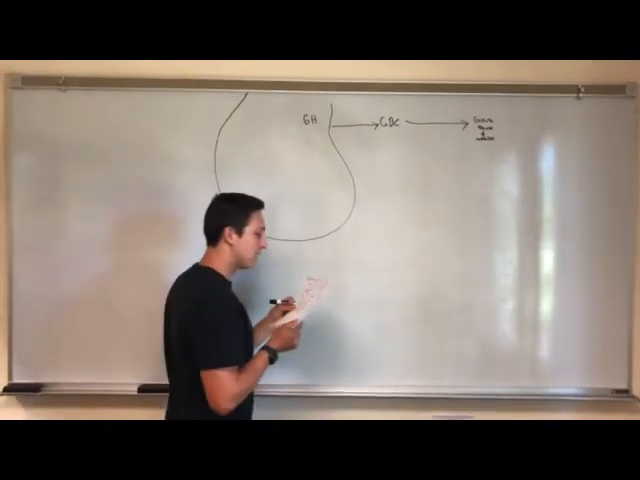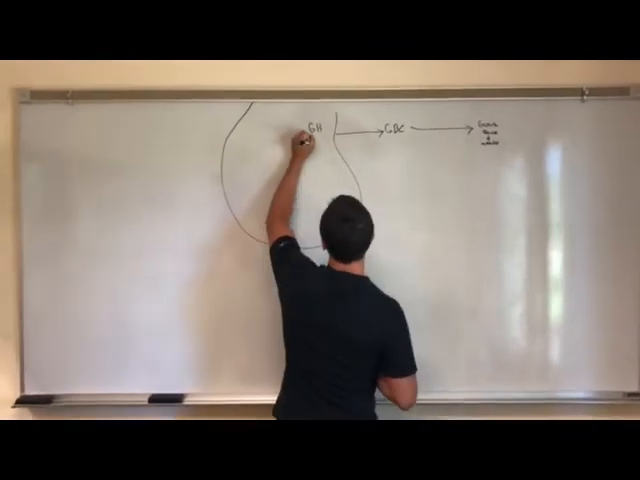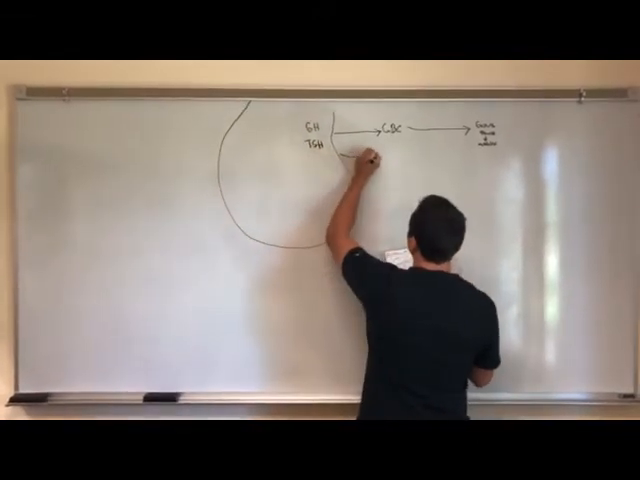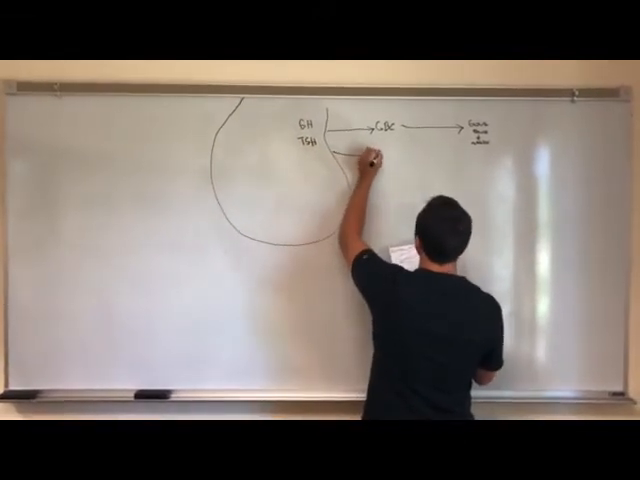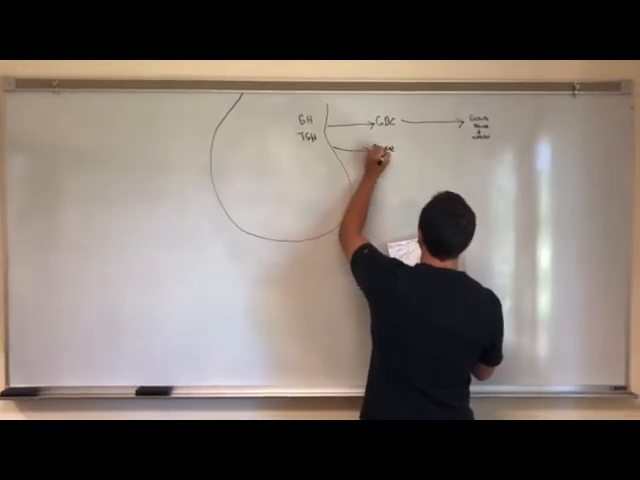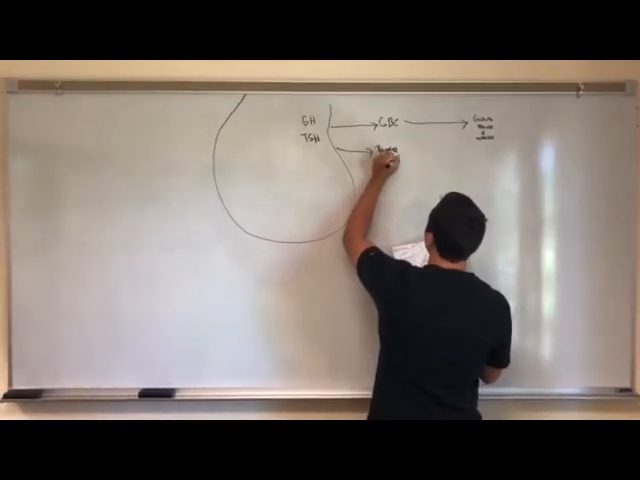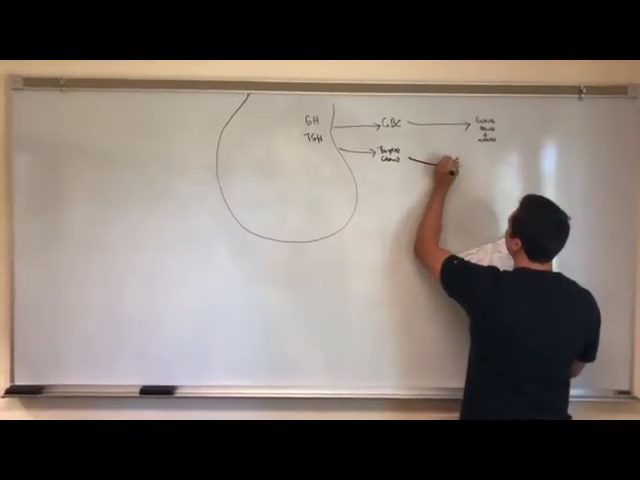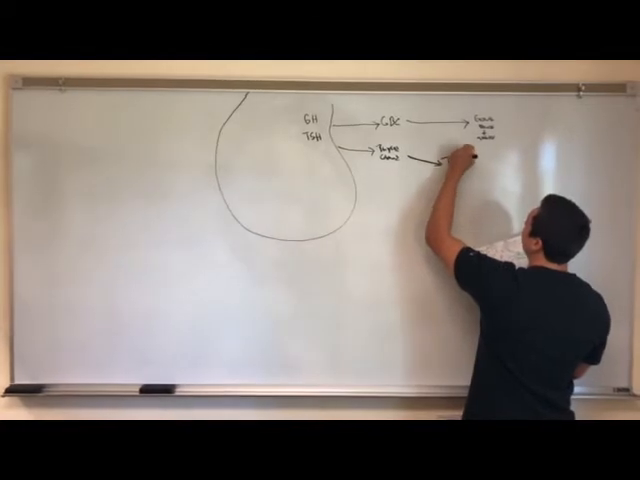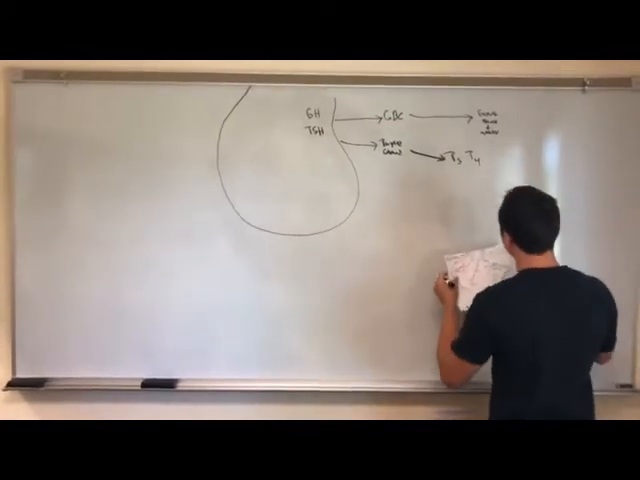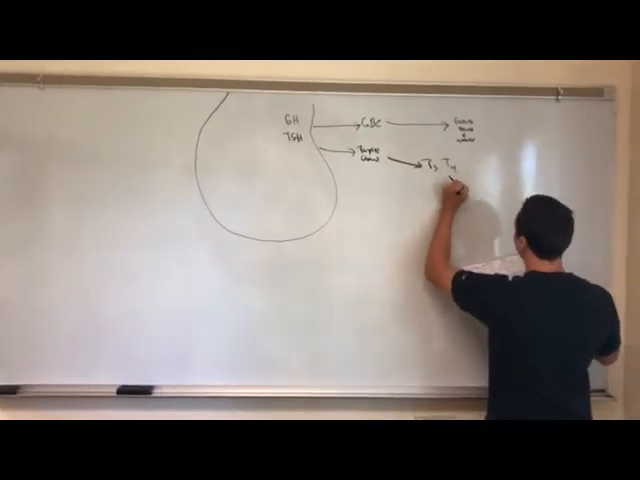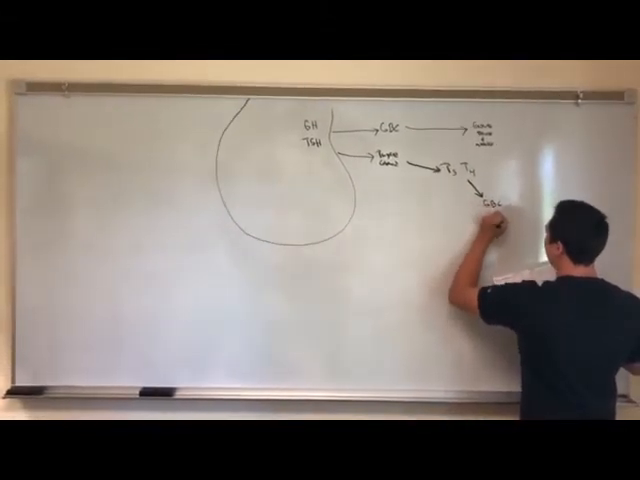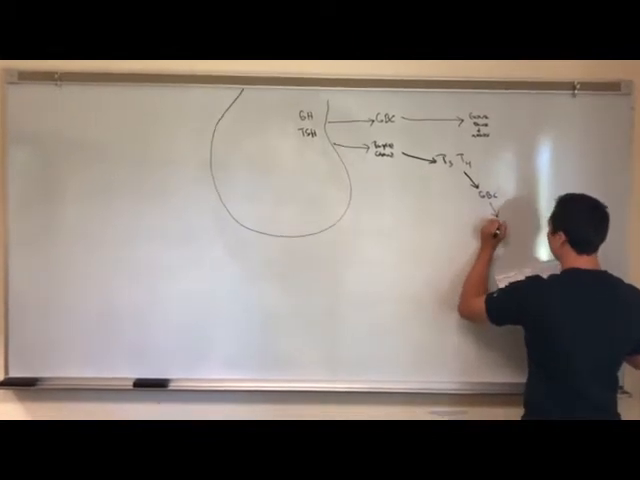Then we're going to go to the thyroid stimulating hormone, which targets the thyroid gland, which then produces T3 and T4, which then target general body cells, which raises your BMR.